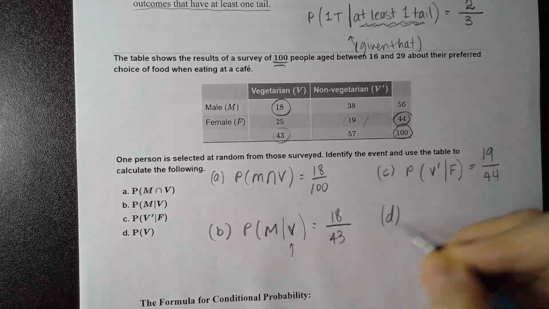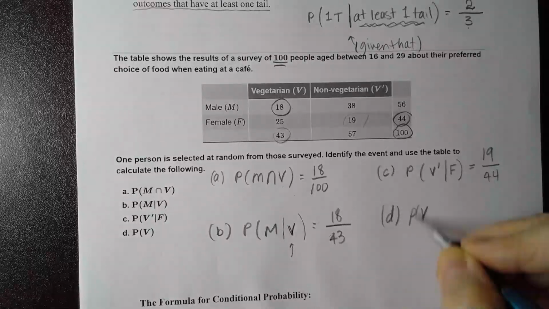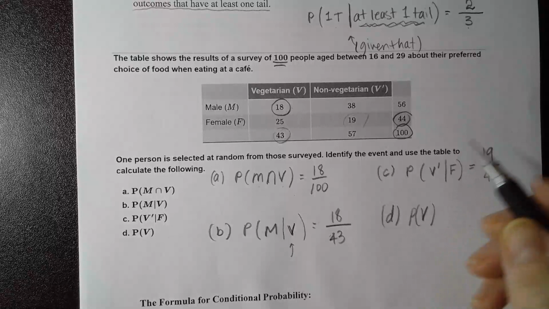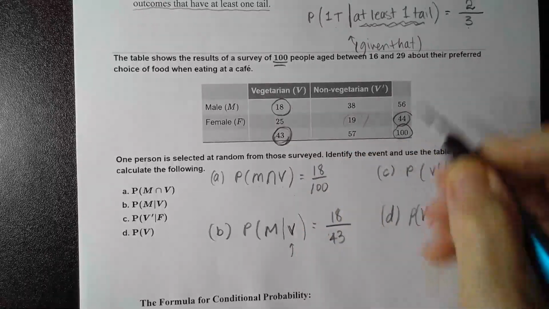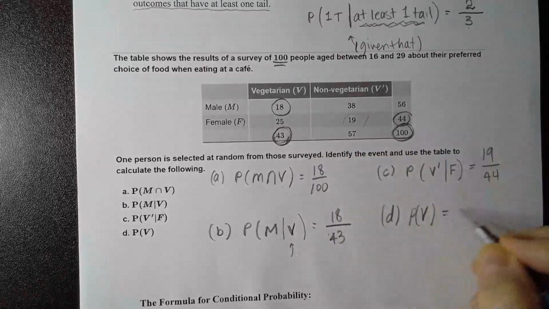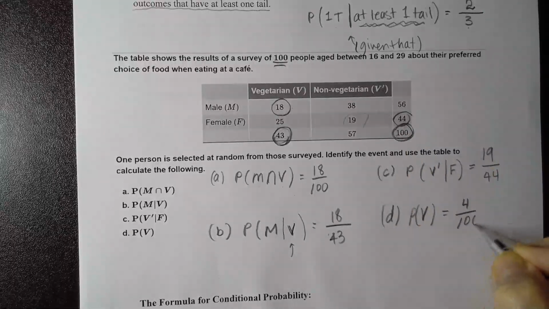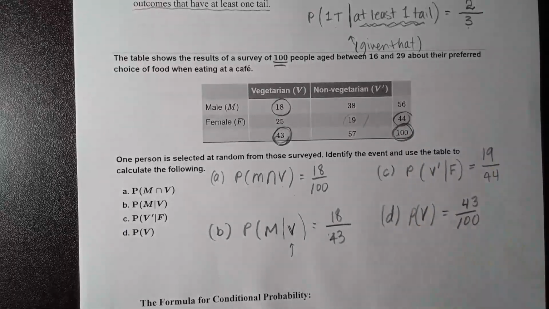And D says, what's the probability that somebody's a vegetarian? Well, here's all the vegetarians, and that's out of 100 people. Oh, sorry, 43 out of 100. Okay, easy enough.